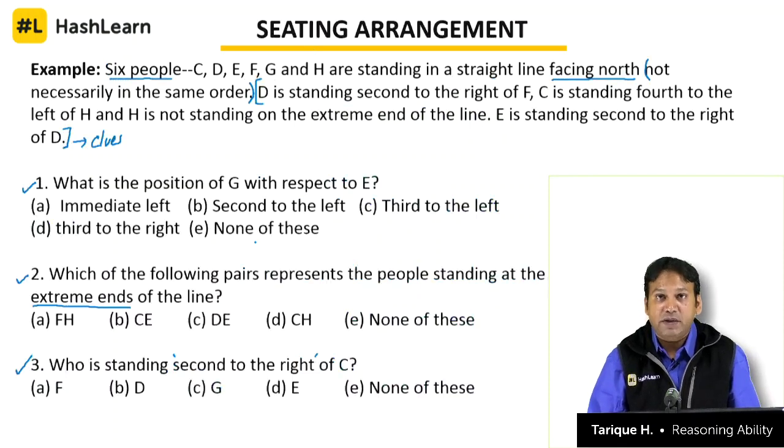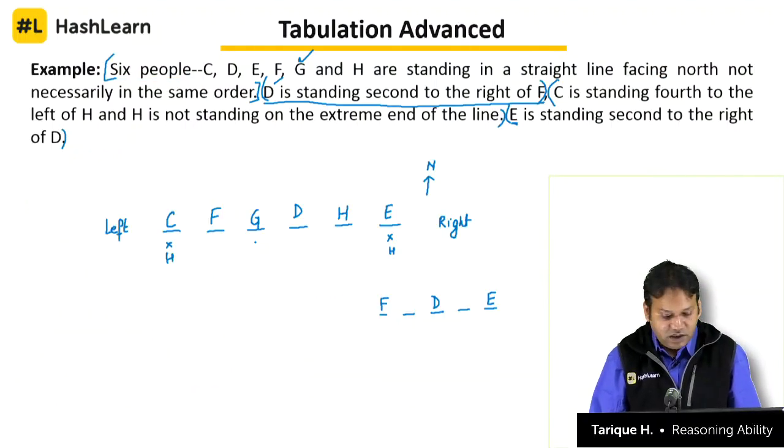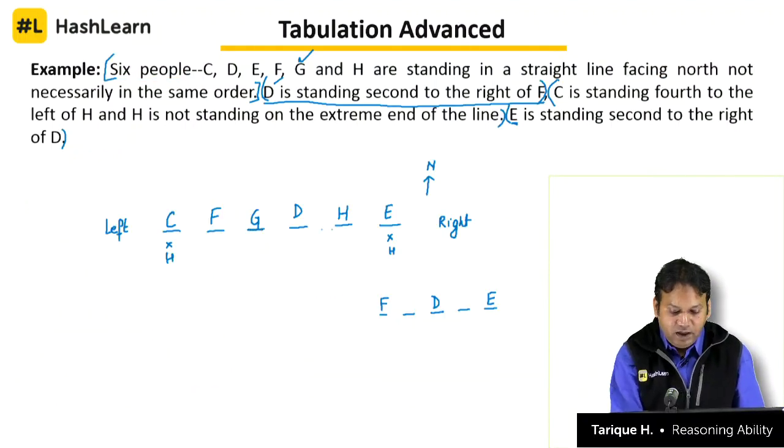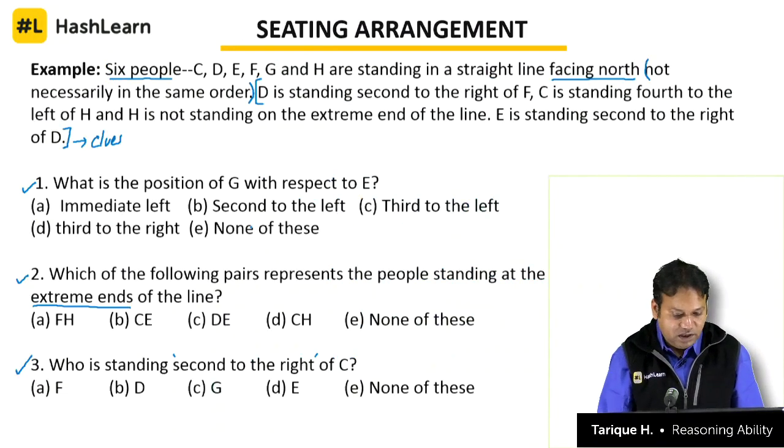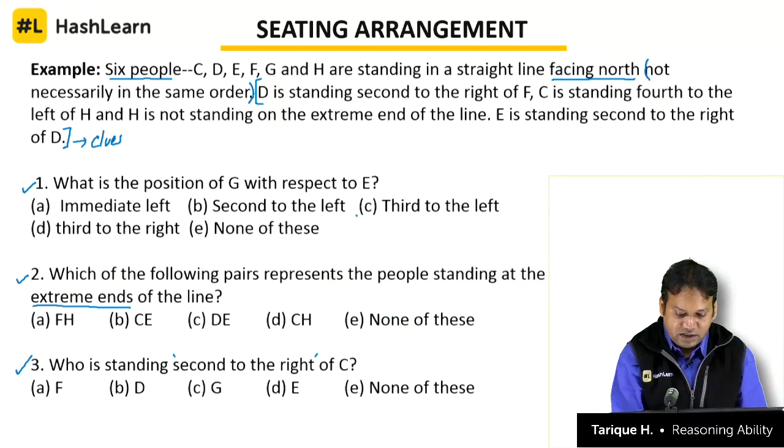So let's see the first question here. What is the position of G with respect to E? If you look at G with respect to E, that's first left, second left, third left. So the answer will be third to the left. So that's the answer C.